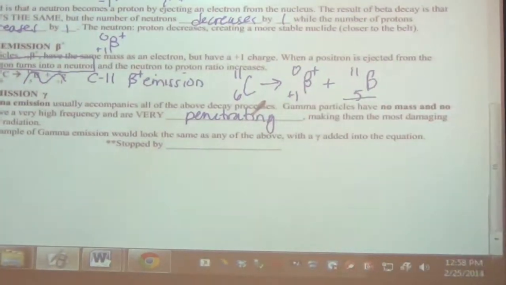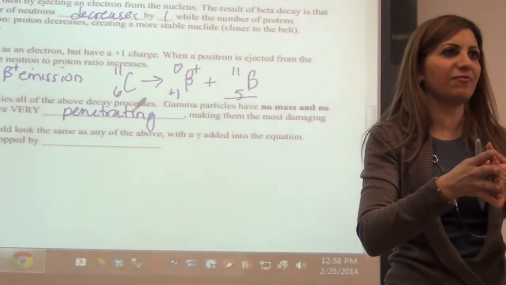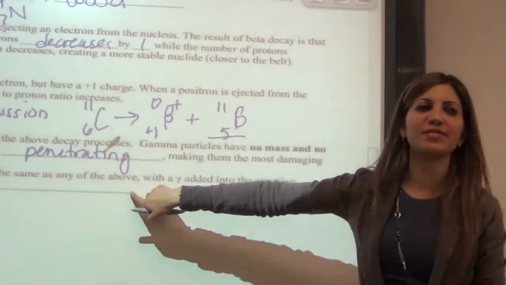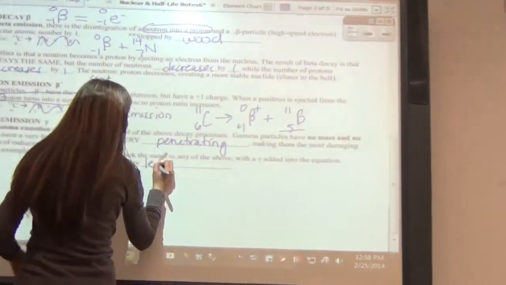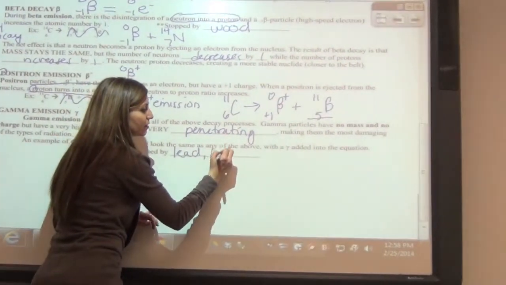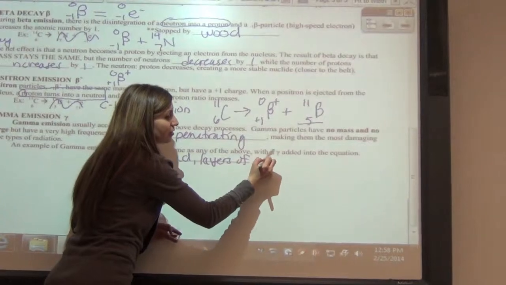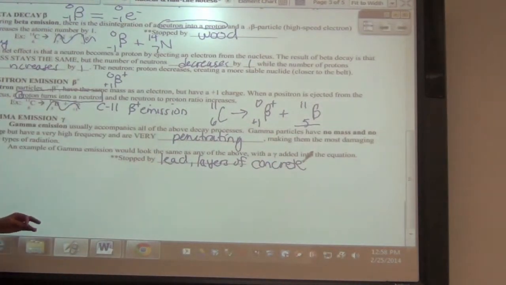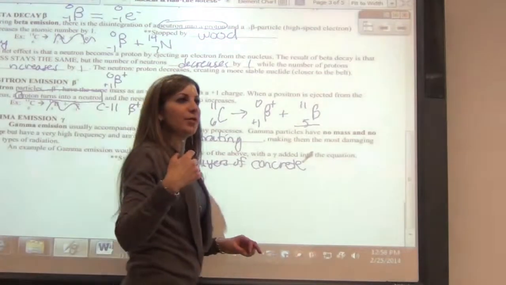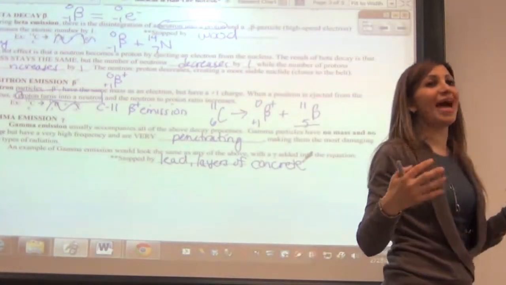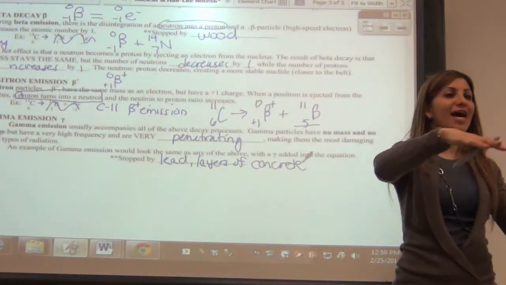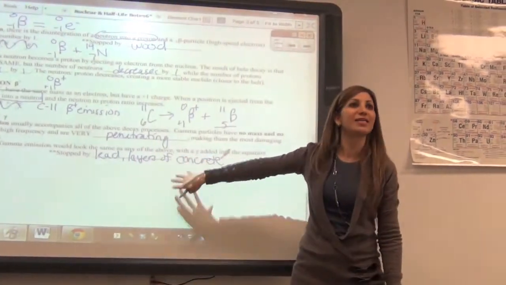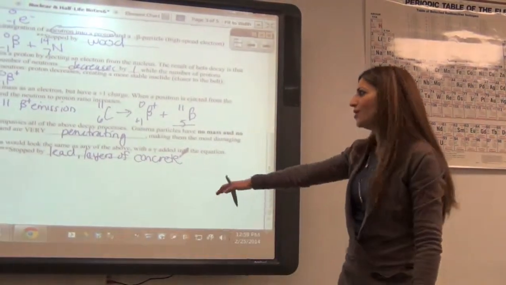X-rays come right before gamma rays. When you go to get X-rays at the dentist's office, for example, what do you need to wear? A lead jacket. So these can be stopped by lead or layers of concrete. When there was a danger of nuclear attacks, they would have shelters that were basically underground, with layers of concrete.